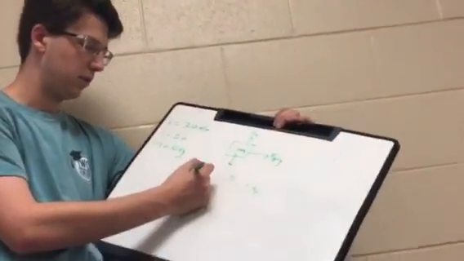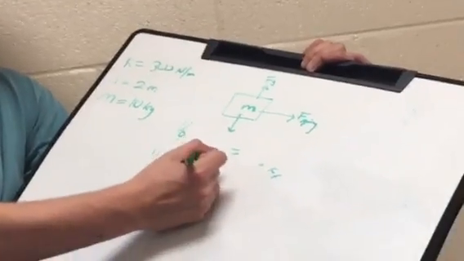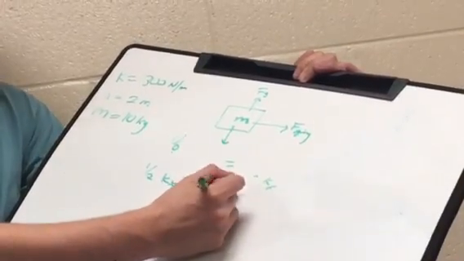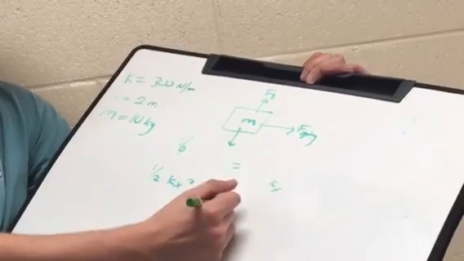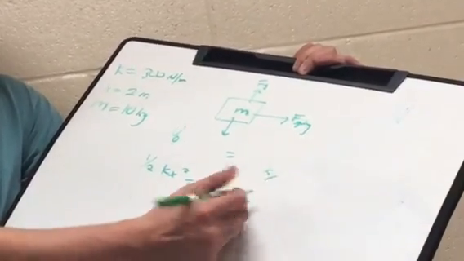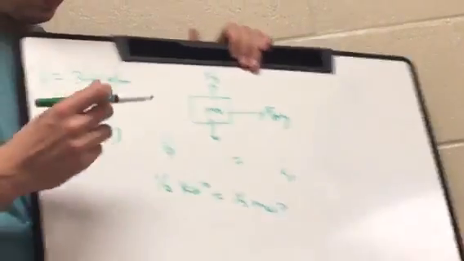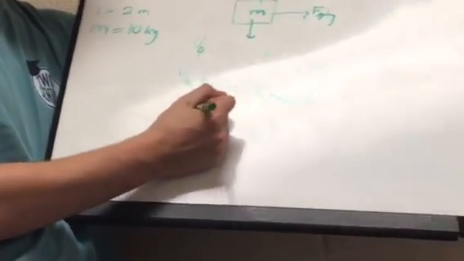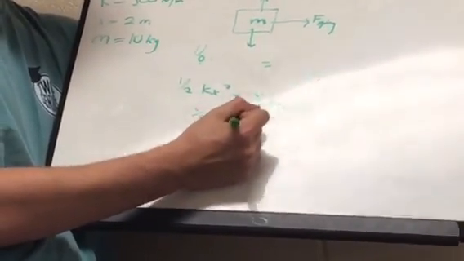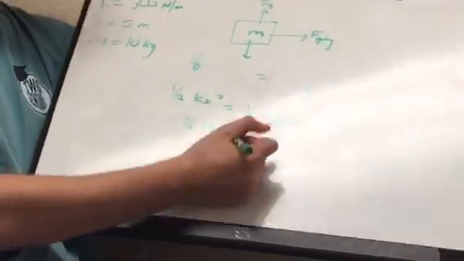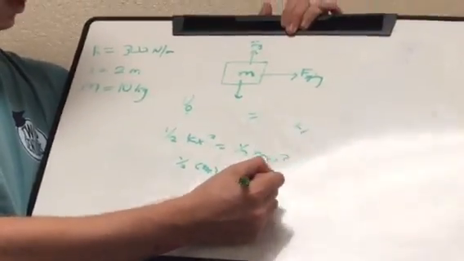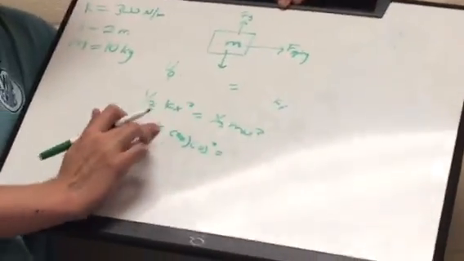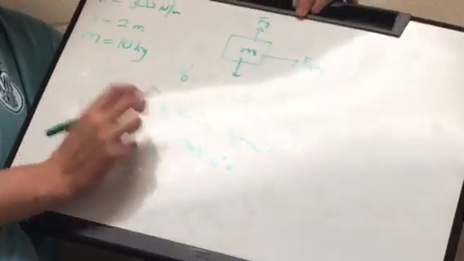We write down the equations: potential energy is 1/2 kx squared, kinetic energy is 1/2 mv squared. And then we have every single variable we need, so this problem is basically just a plug and chug after that. 1/2 times 300 times the displacement, 2 squared, is equal to 1/2 times, well, the 1/2s can cancel because they're both on opposite sides of the equation.